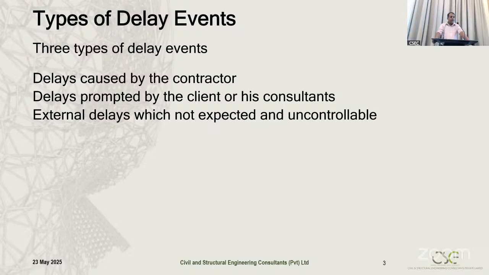Extension of time basically happens in relation with the delays. So basically in the project, we are identifying 3 types of delays caused by different parties. Understanding the nature of delays is very important in the construction industry. Delays fall in 3 categories: those caused by the contractors, delays prompted by the client or his consultant, and external delays which are not expected and uncontrollable.